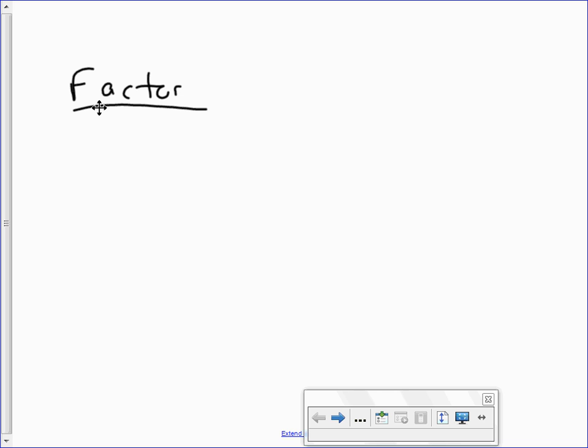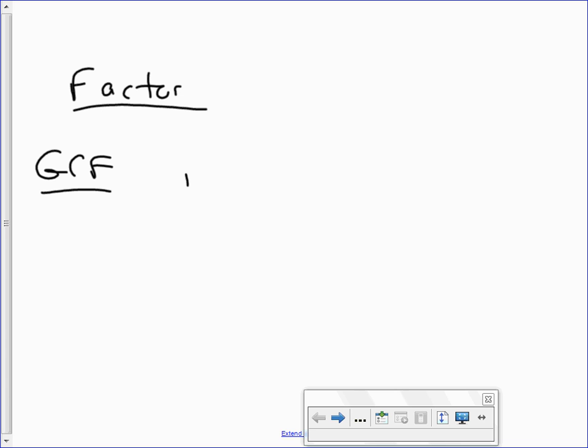So there are several kinds of factoring. And the first kind of factoring is called GCF factoring, which stands for greatest common factor. Okay, greatest common factor. And I always think of greatest common factor as backwards distributed property because that's what it really is. It's just distributed property.